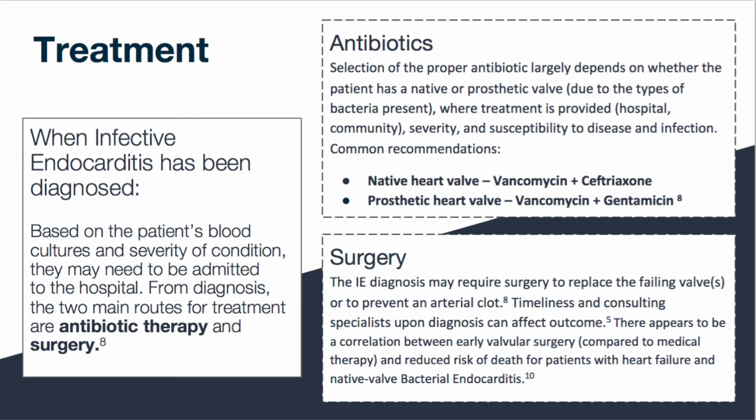As far as antibiotics go, selection of the proper one largely depends on whether the patient has a native or a prosthetic valve, where the treatment is being provided, their severity of condition, and susceptibility to disease and infection. If they do need an antibiotic, often the ones used for native heart valve are vancomycin and ceftriaxone, and for prosthetic, they would use vancomycin and gentamicin.